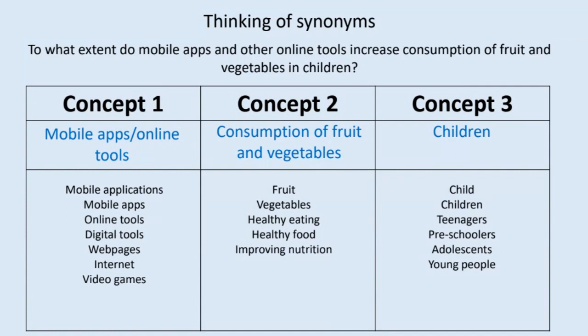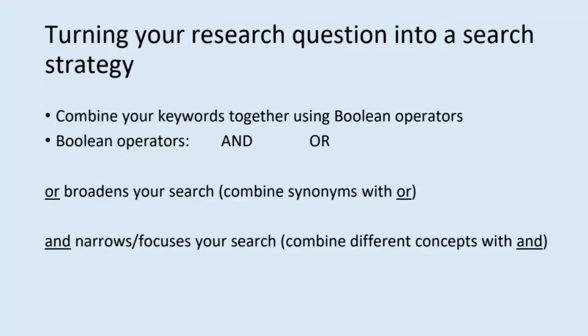So now what we've got is a list of keywords, which is really good. But now we need to think, how do we actually enter these in the database? How do we combine these in the database? And this is where we start using what's called Boolean operators. The main Boolean operators that we usually use are and, or. We use Boolean to combine our keywords together. We always use the Boolean operator or to combine our synonyms together. So within one concept, you combine your synonyms always with or, and then we combine our concepts with the Boolean operator and.